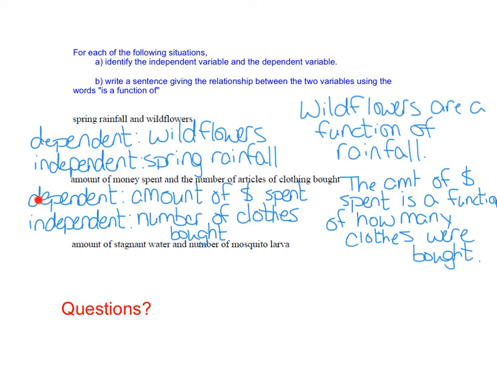So I said that the dependent variable was the amount of money spent, and the independent variable was how many clothes you buy. Now, I agree, if you don't have any money, you can't buy any clothes, but it's not how much money you have, it's how much you actually spent. So I focused on this word here when I decided my dependent and independent variable. So I wrote my sentence, the amount of money spent is a function of how many clothes were bought, because the amount of money I spent depends on how many clothes I bought. All right? Do the last one.